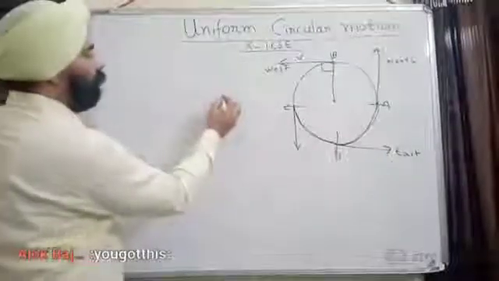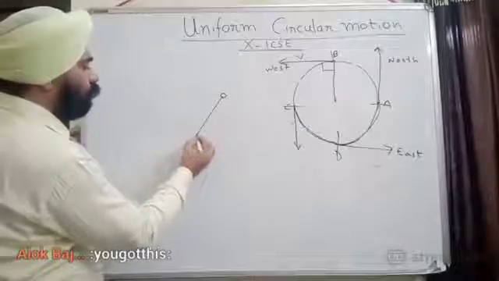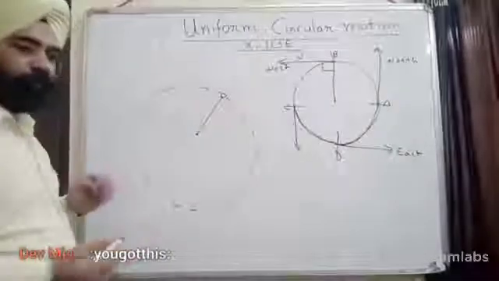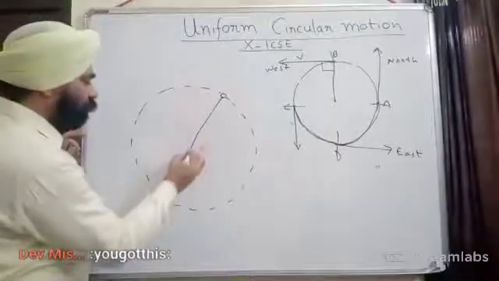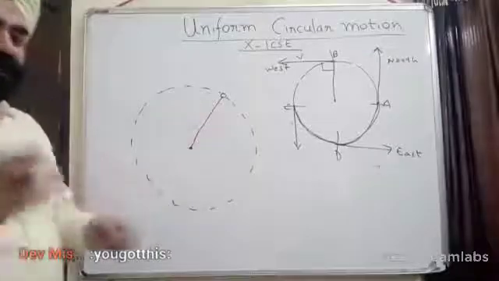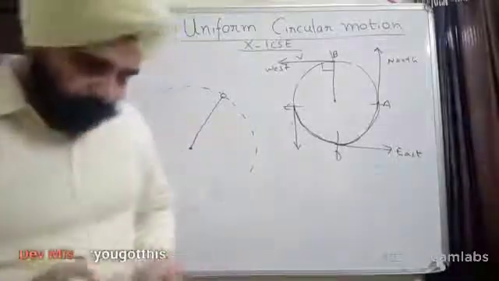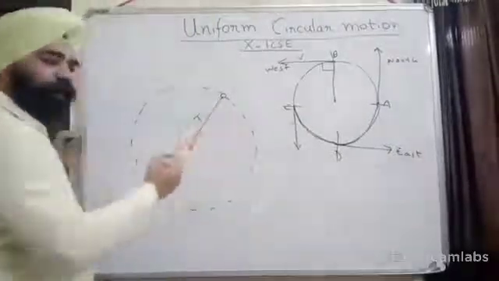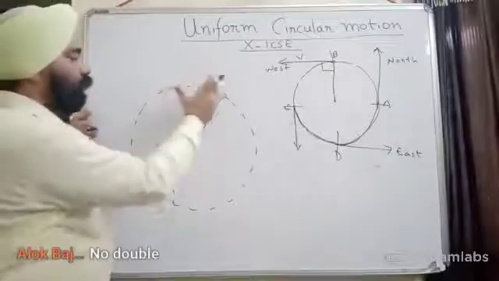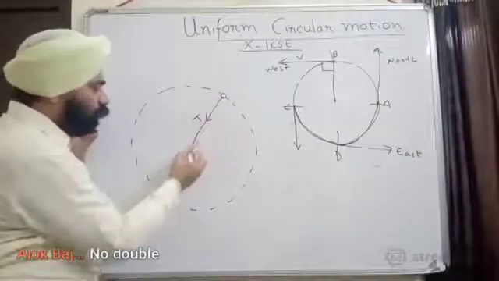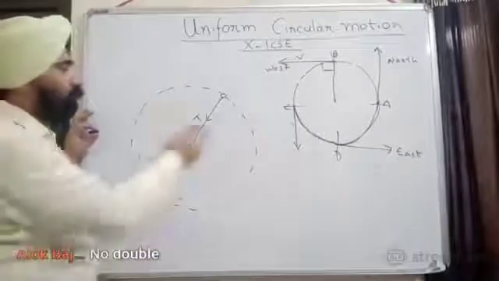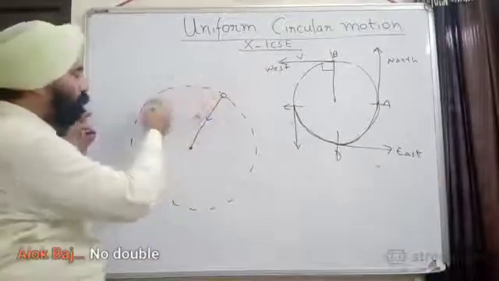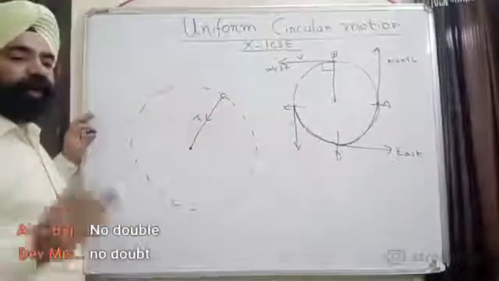Instead of the ID card, I'll take a stone which is tied to a string, and it is going around in a uniform circular motion. What is the centripetal force here? Yes, the tension in the string is pulling it towards the center along the radius. So this tension force gives the centripetal force, and because of this centripetal force, it continues to move in a circular path.